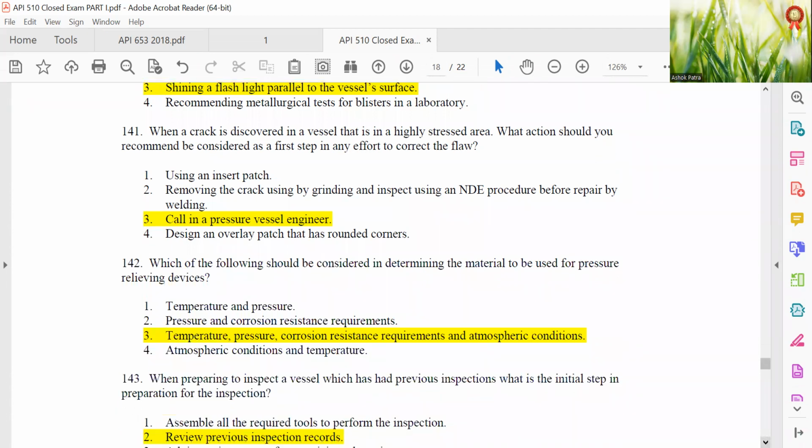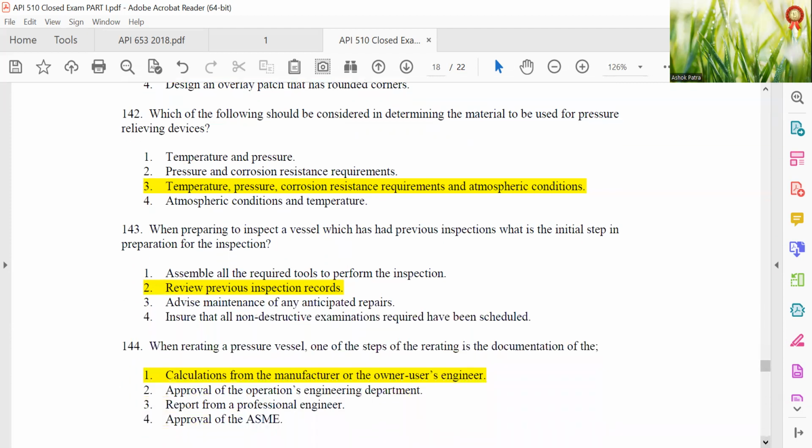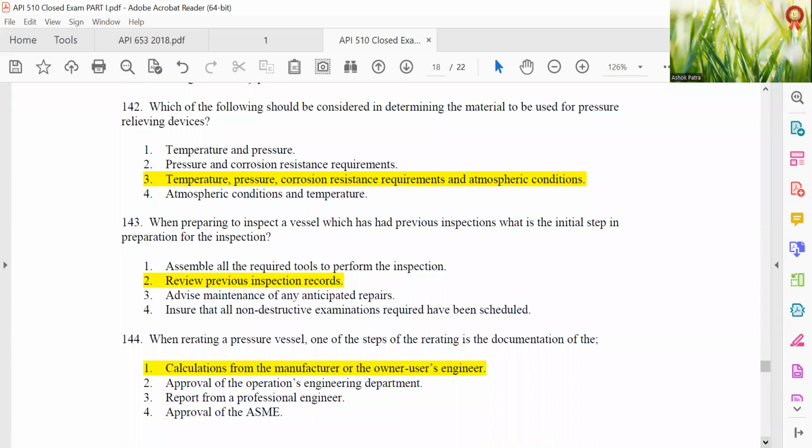When a crack is discovered in a highly stressed area of a vessel, what action do you recommend as the first step in any effort to correct the flaw? Call the pressure vessel engineer. Each of the following should be considered in determining material to be used for a pressure relieving device: temperature, pressure, corrosion resistance requirement, and atmospheric condition.